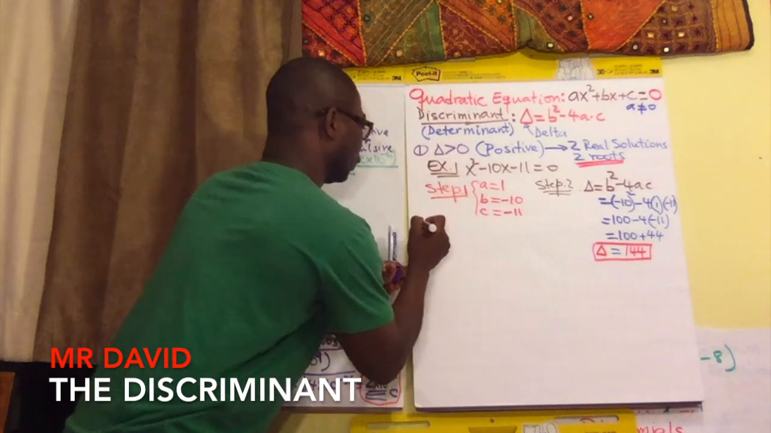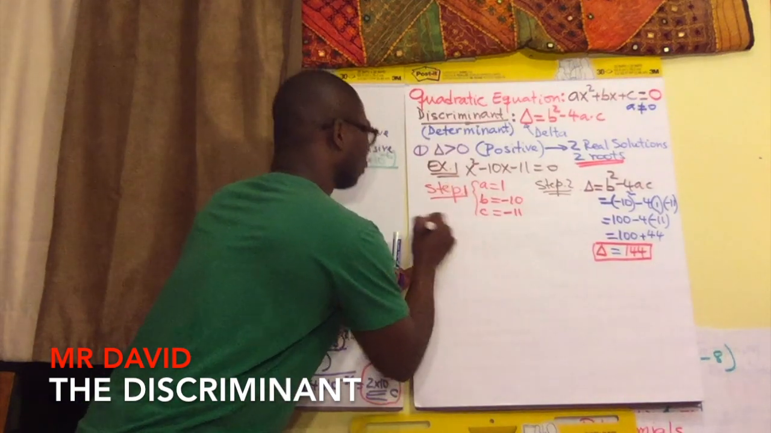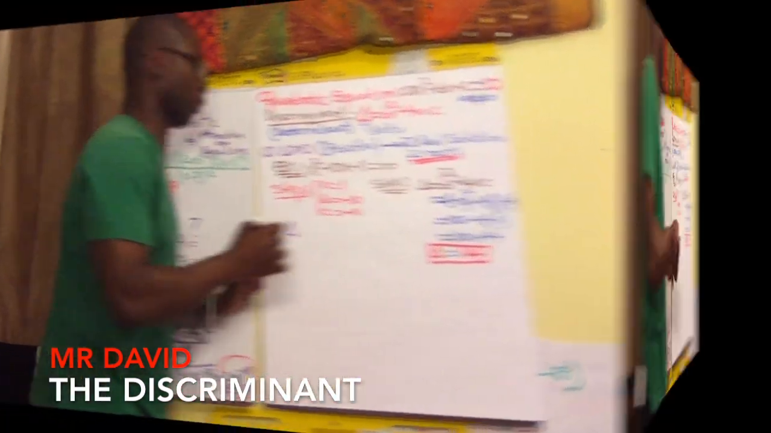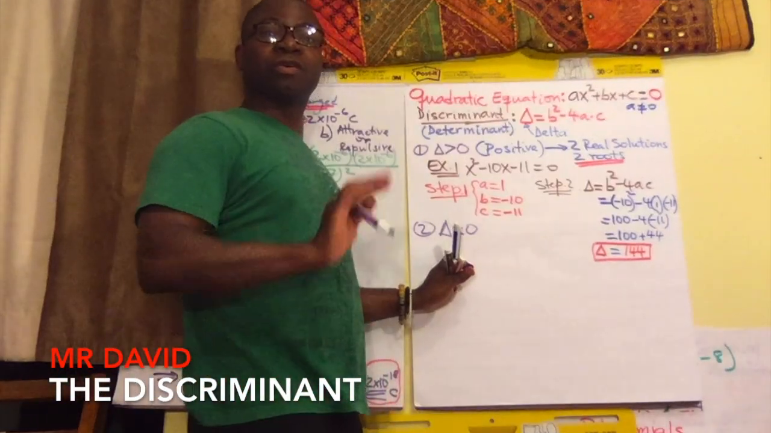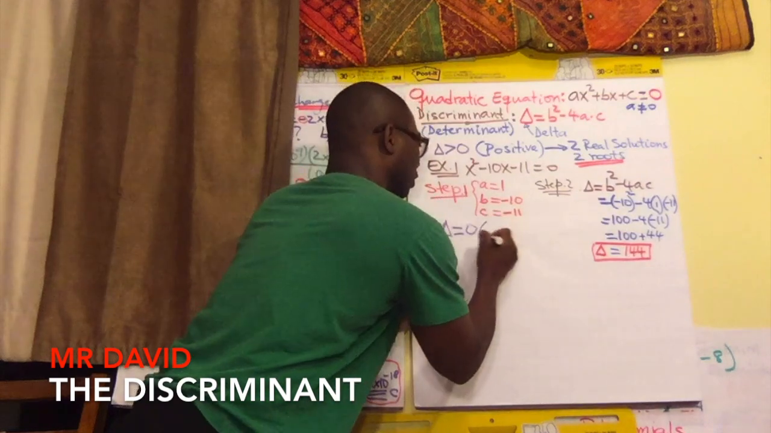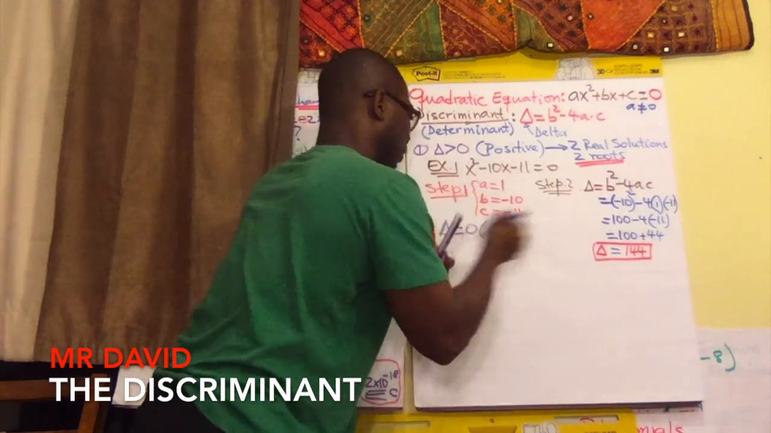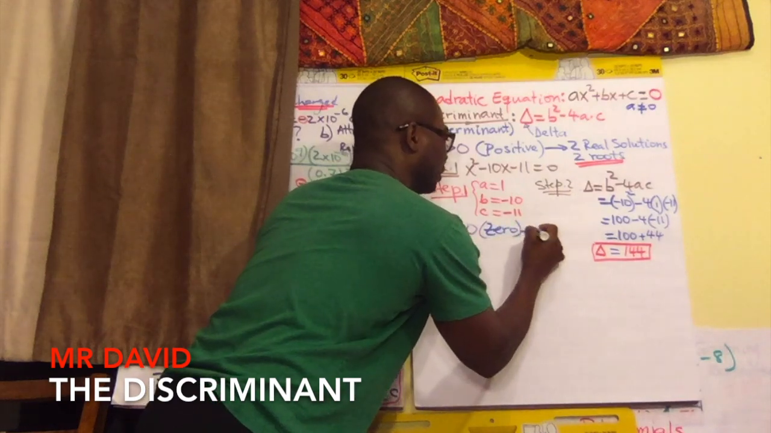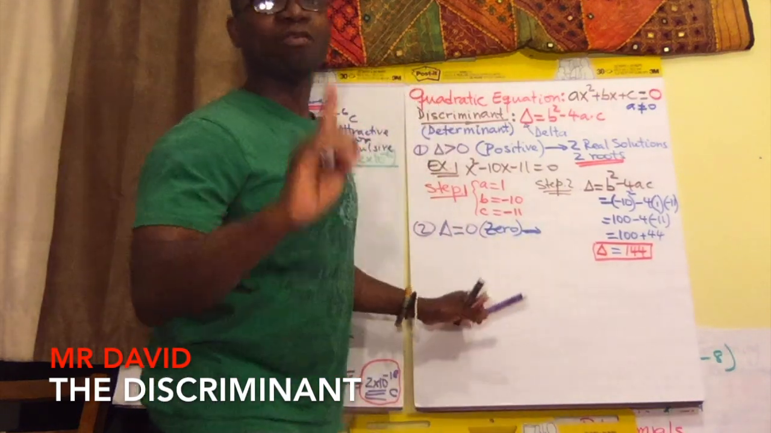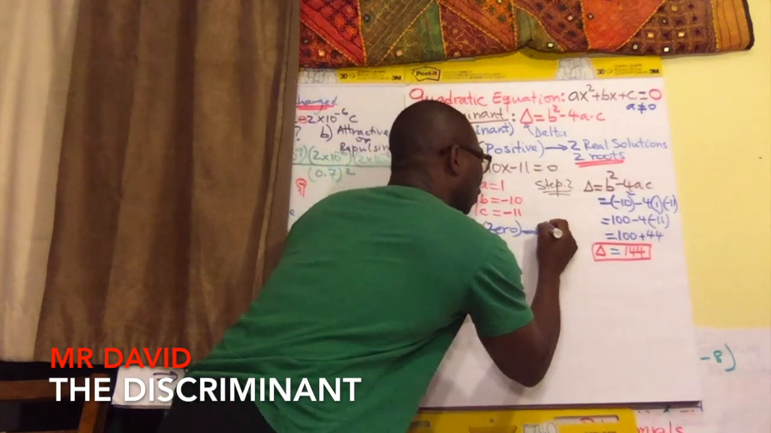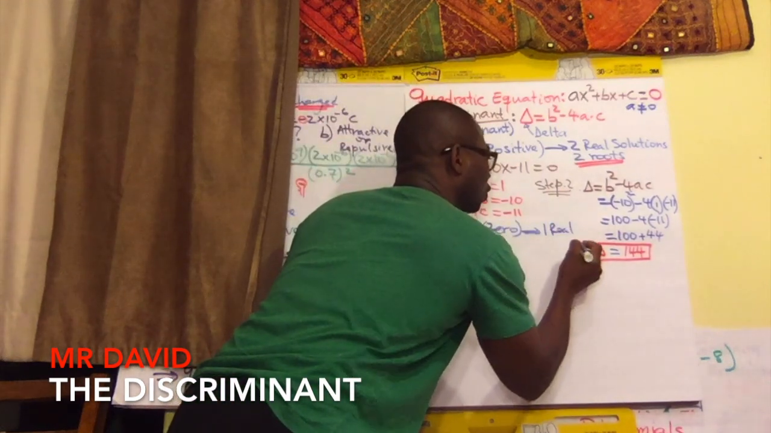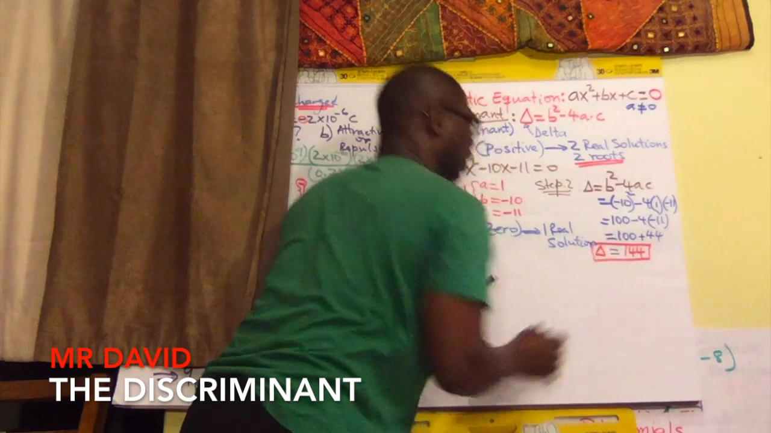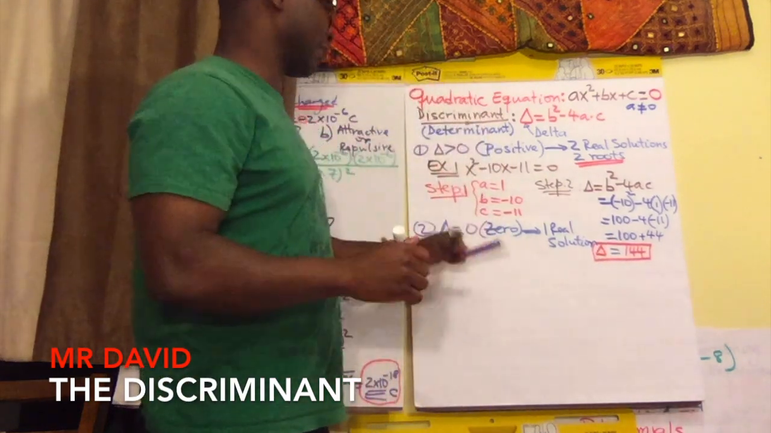Case number 2, let's say delta is equal to 0. So if delta is equal to 0, instead of positive, I write 0. That means, guys, we have one real solution. That's what that means. One real solution when delta is equal to 0.